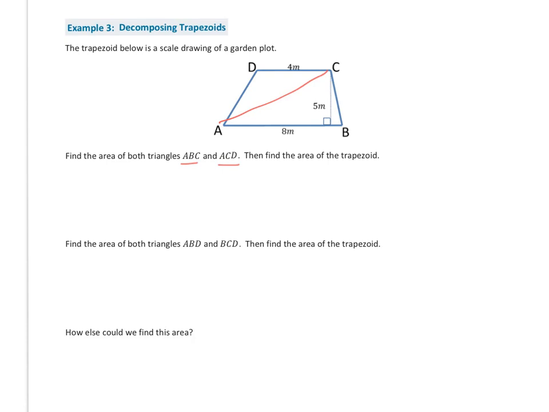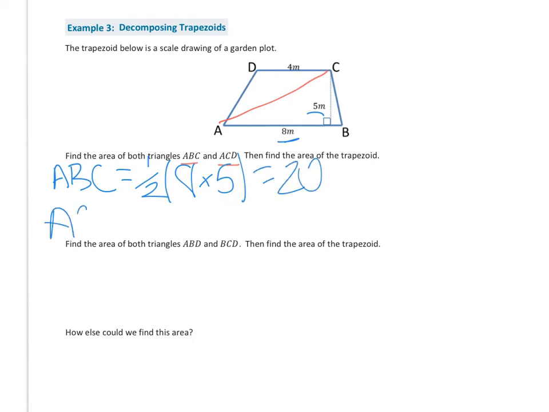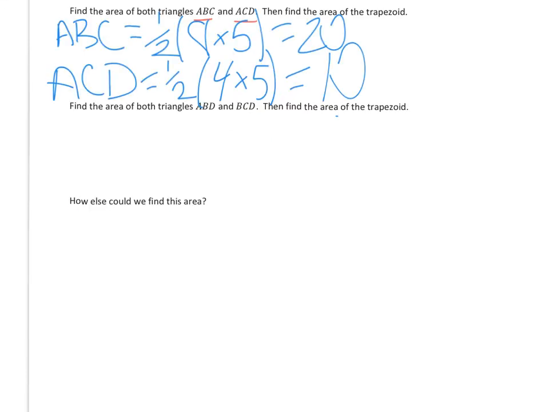So let's see, we have ABC. The base is 8 and the height is 5. So it's going to be 1/2, because that's the formula for triangles. 8 times 5, which equals 20. And then ACD is going to be 1/2 4 times 5. And that equals 10. So we found the area for both triangles, so then the area for the trapezoid would be to add them back together. So 30 meters squared.